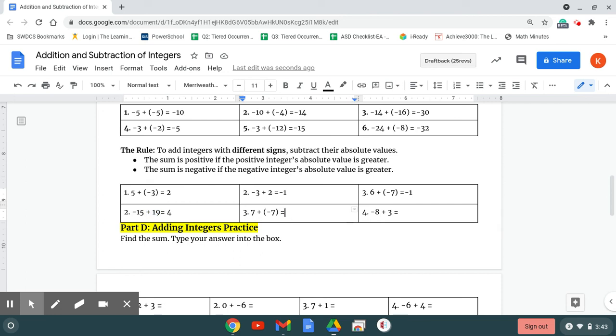All right, next problem. We have 7 plus negative 7. Different signs. I want you to try this one on your own as well. So different signs, we subtract. So 7 minus 7 is 0. And then there's nothing else we do on that one because 7 minus 7 is 0. And there's no such thing as a negative 0. There's only 0.